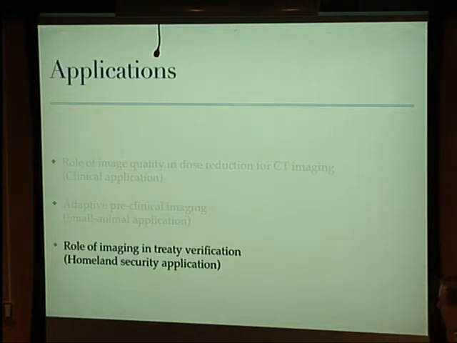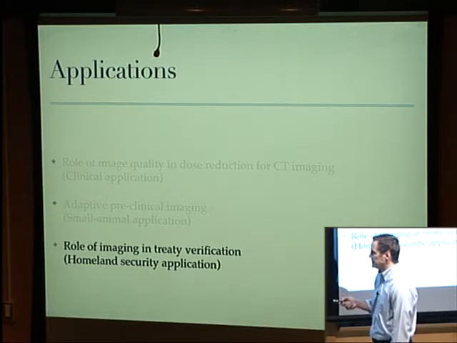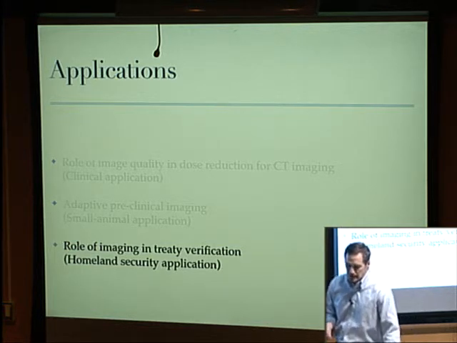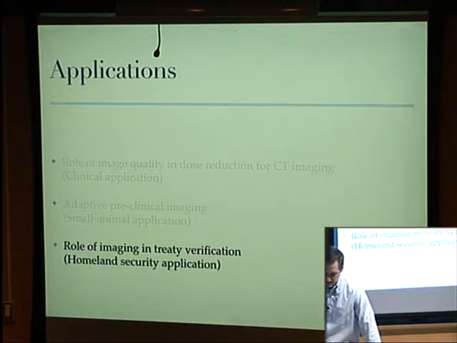Okay, I want to talk about one last application. I had a clinical application. I had a small animal application. The last one, as I said, is more of a homeland security application, and it's the role of imaging in treaty verification. So this is something quite different, as Monty Python would say, and now for something completely different.